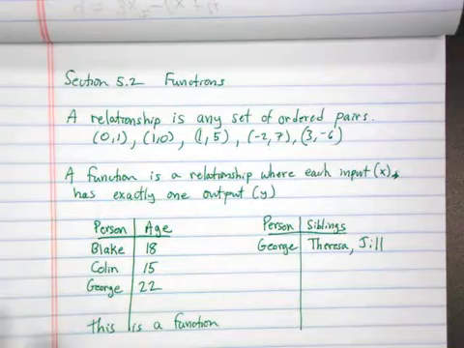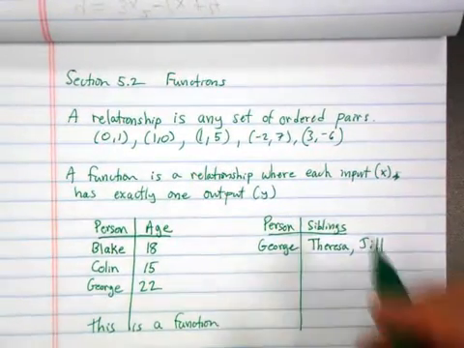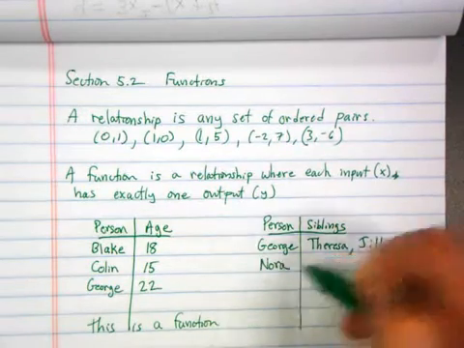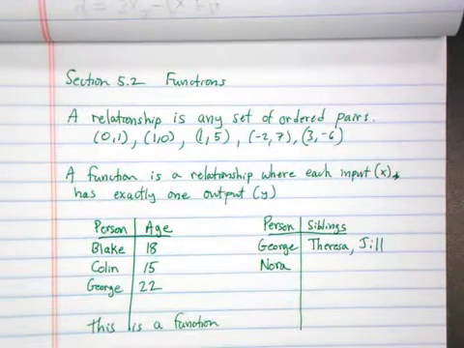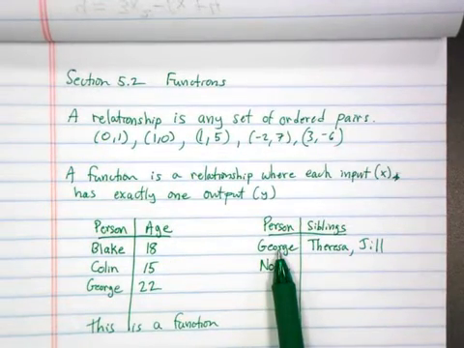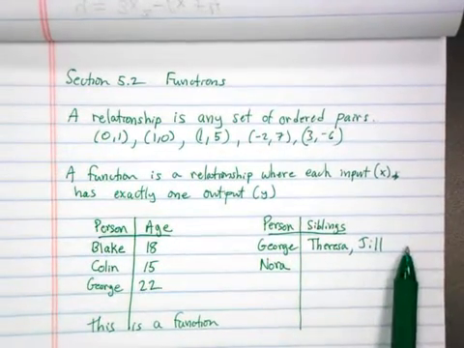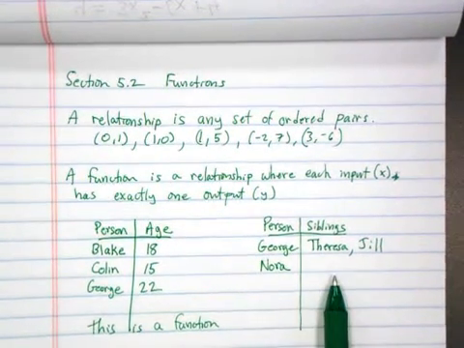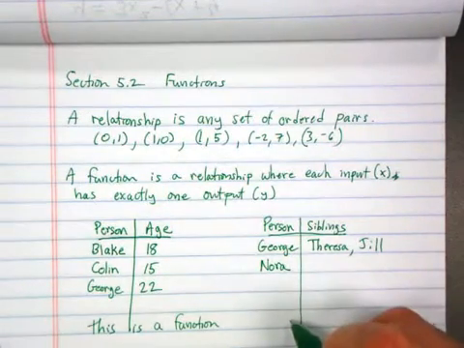This could also happen. I have a friend whose name is Nora. Nora is an only child. So what would Nora list for her siblings? She wouldn't have any. So this is not a function for two reasons. It's not a function because some people can have more than one sibling. It's also not a function because you can have some people who don't have any siblings at all, so they can't put anything there. So this one is not a function.